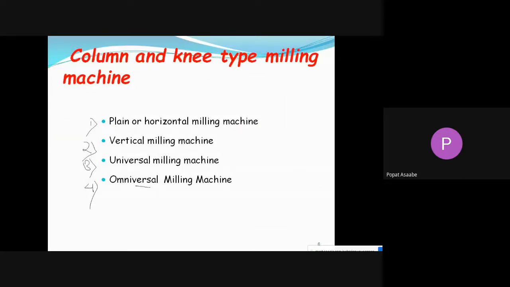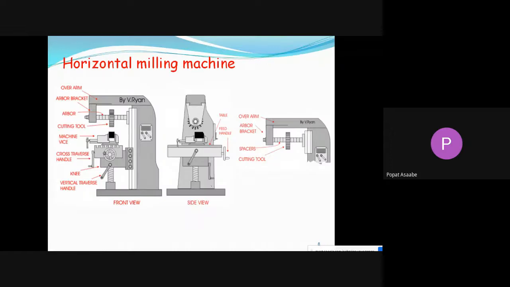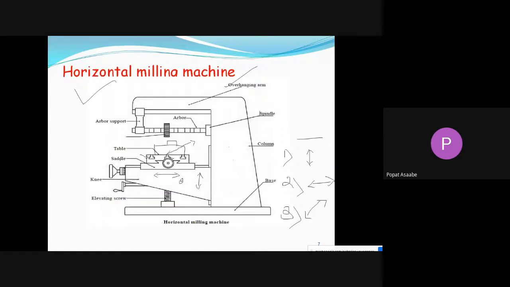Here, the Omni universal milling machine. Again it is similar to the universal milling machine, but the only difference is that in this milling machine, the Omni universal milling machine, we can achieve one additional movement. That is, whatever the knees are there. See, this is the knee. We can swing that knee in this milling machine.